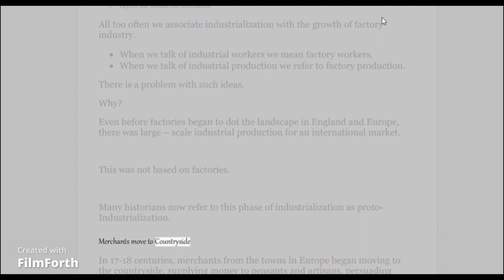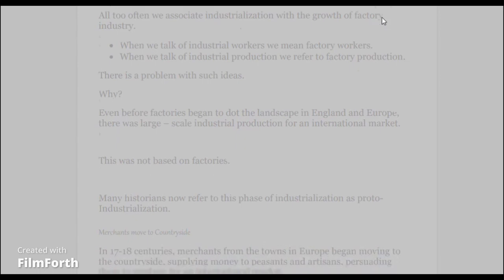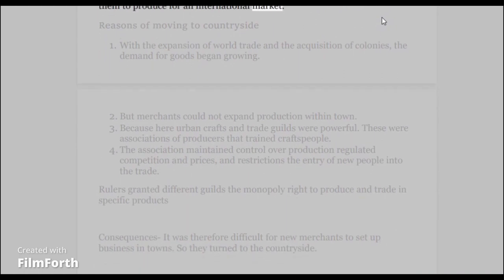Merchants moved to the countryside in the 17th to 18th centuries. Merchants from the towns in Europe began moving to the countryside, supplying money to peasants and artisans, persuading them to produce for an international market. Reasons for moving to the countryside: 1. With the expansion of world trade and the acquisition of colonies, the demand for goods began growing.